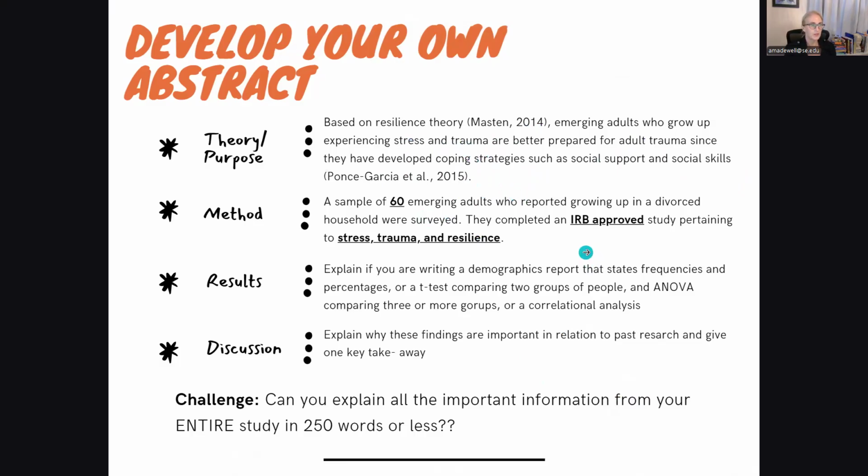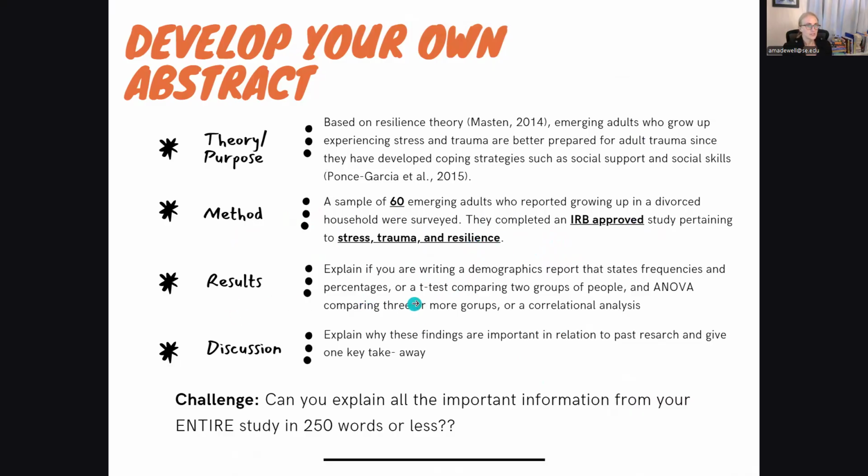Next, you want a sentence about your method. A sample of 60 emerging adults who reported growing up in a divorced household were surveyed. They completed an IRB-approved study pertaining to stress, trauma, and resilience. Okay, this might be what your abstract looks like. We did this today in class. This example.